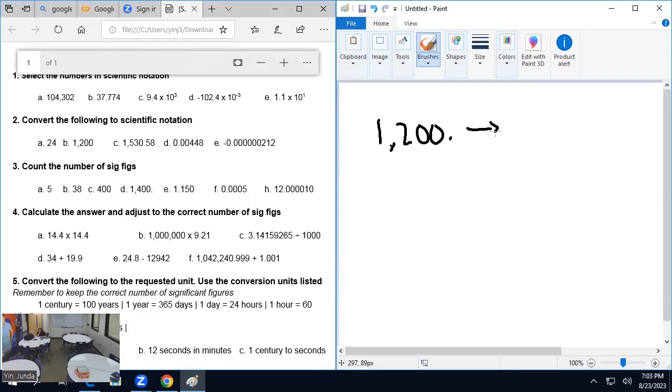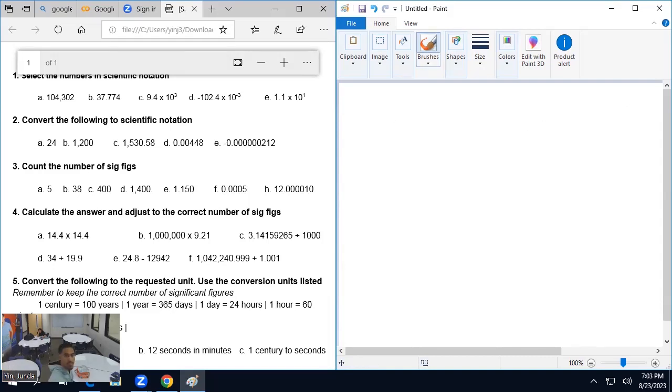So you move the decimal 1, 2, 3. That means it's 10 to the power of 3 times 1.2. Yeah, 1.2 times 10 to the 3, and there are only two significant figures. All right.